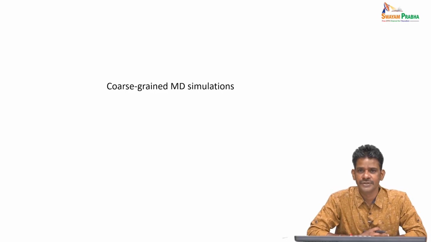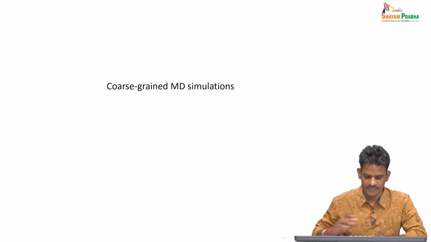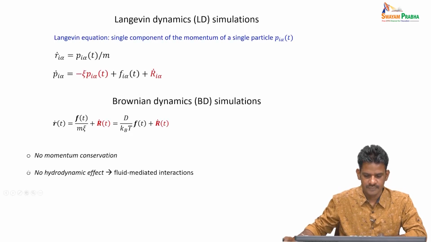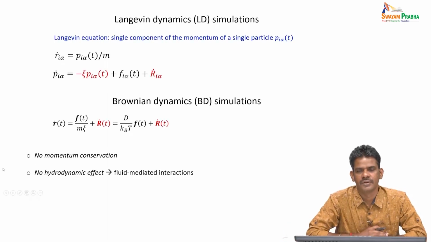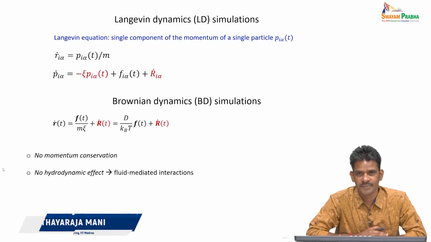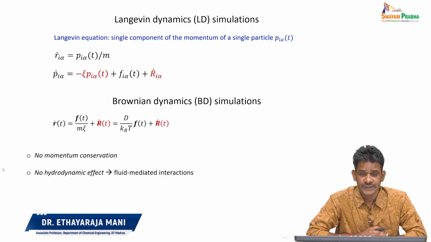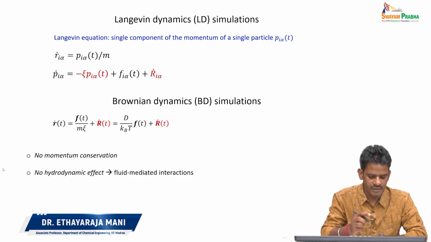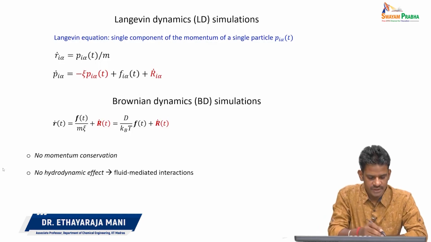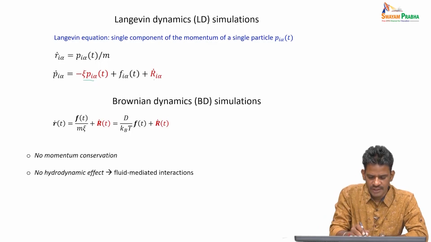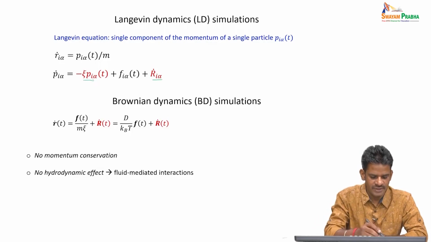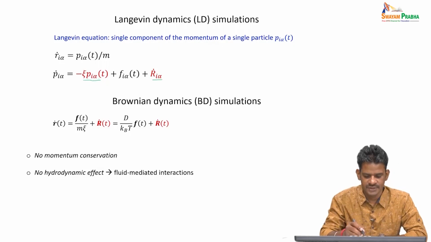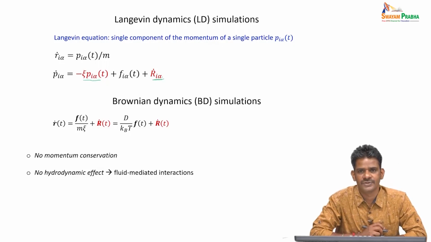In this lecture, we will continue our discussion on coarse-grained MD simulations. In the last class, we talked about Langevin dynamics and Brownian dynamics. In the Langevin dynamics, we changed the equation of motion to include two additional forces, one that is a frictional force and the other one that is a random force.